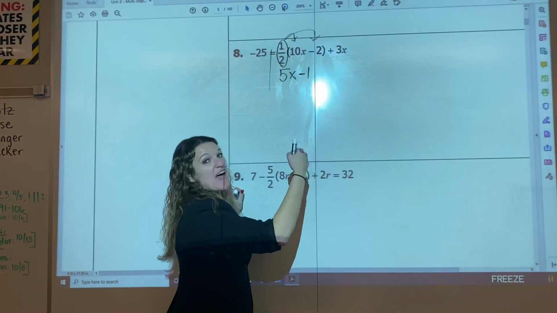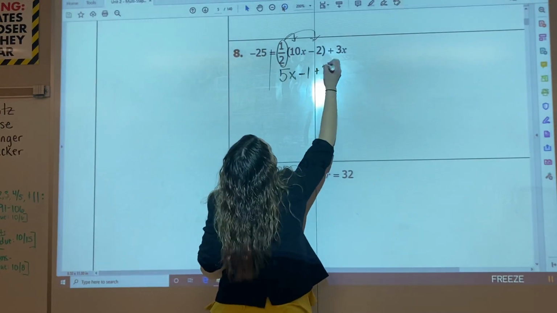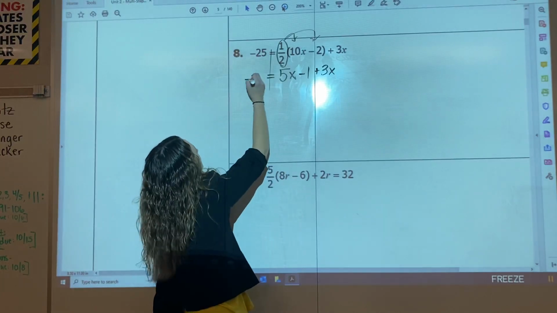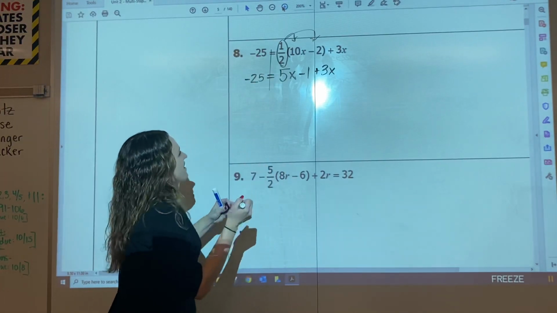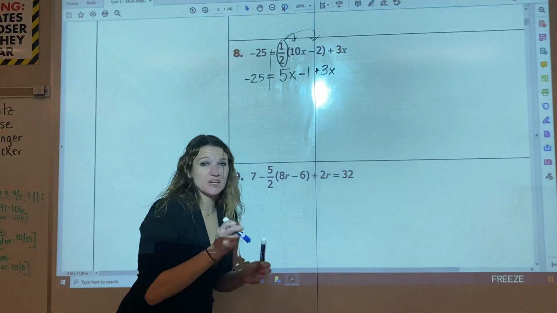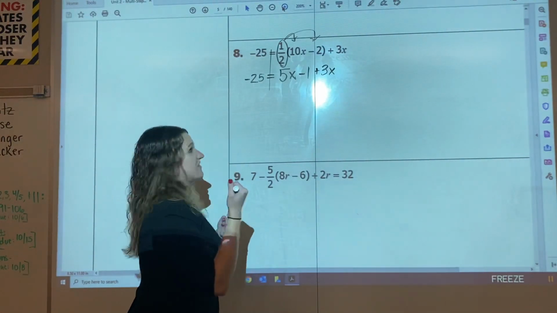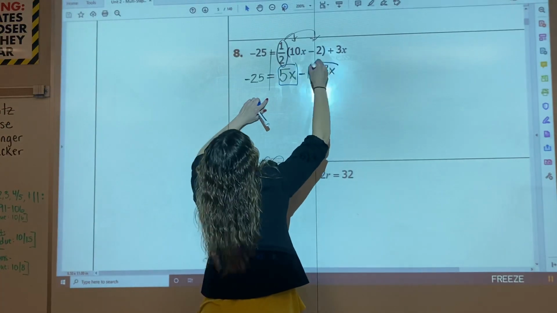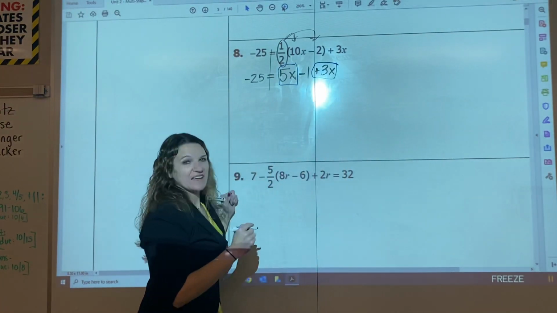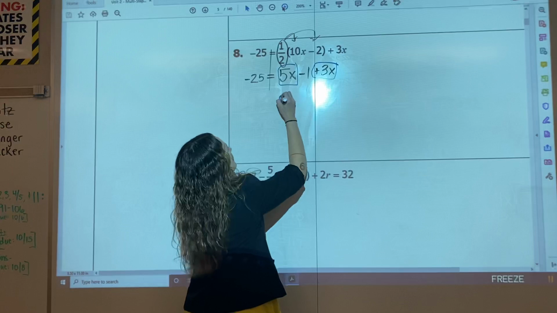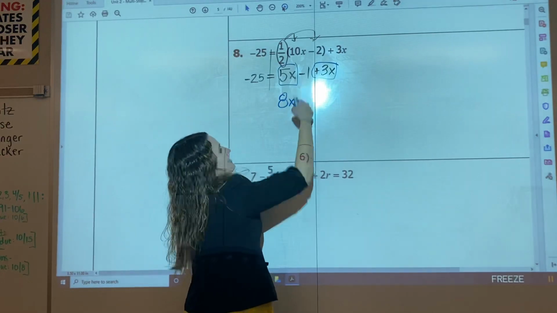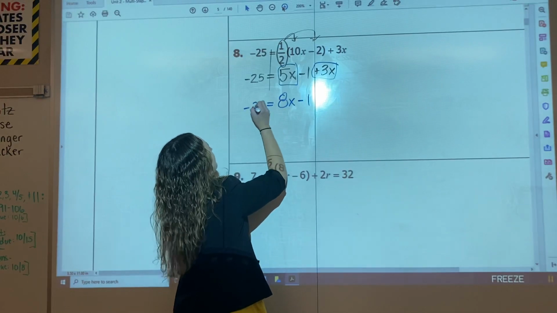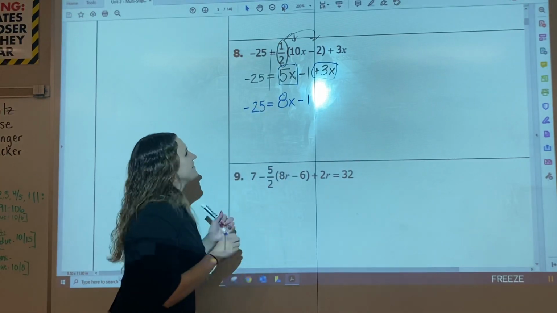Then I'm going to bring down everything else. So my plus 3x, my equal sign, and my negative 25. Alrighty, looking for like terms. I see one set of like terms. It's going to be the 5x and the 3x. And if I put them together, they're going to give me 8x. Then I'll bring down my minus 1, my equal sign, and my negative 25.